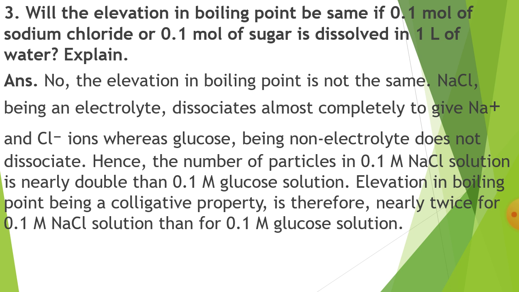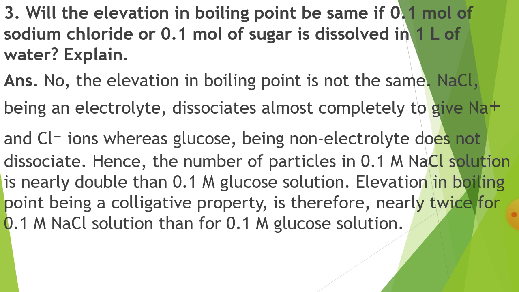here capital M, because the solvent is water, that's why volume is taken, that's why we write molarity. So 0.1 M NaCl solution has nearly double the particles of 0.1 M glucose solution. Therefore, elevation in boiling point being a colligative property is nearly twice for 0.1 M NaCl solution than for 0.1 M glucose solution. Are you getting this? You have to focus on the number of particles for colligative properties.